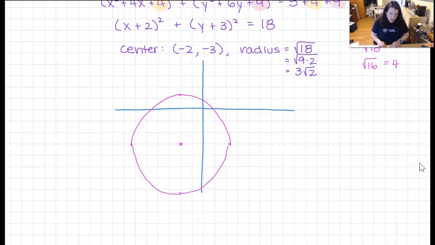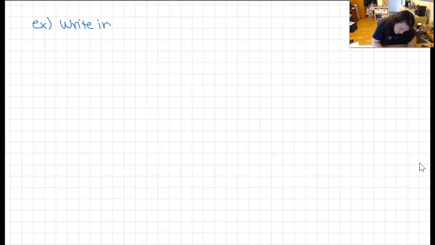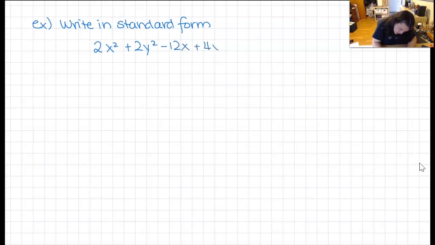All right, so let's just do one more of those. I'm going to give you guys one to try that's kind of like this last one, and then we'll do it together. We'll just write it in the standard form, so we won't bother with graphing. So write in standard form: 2x squared plus 2y squared minus 12x plus 4y plus 3 equals 0. Find the center and the radius.